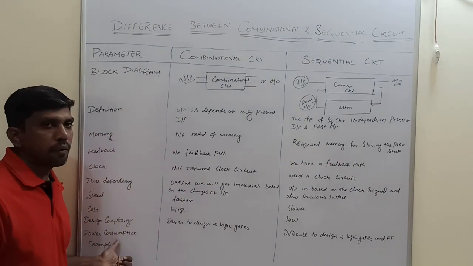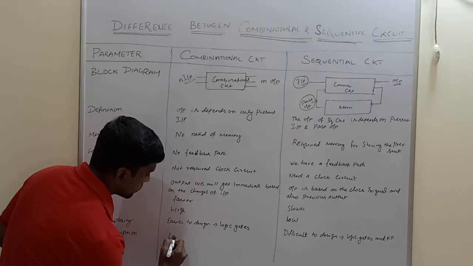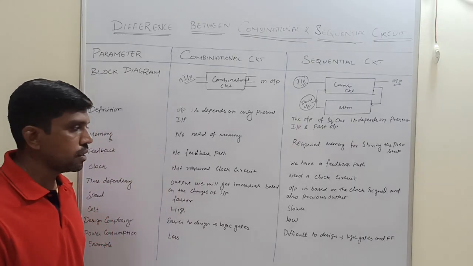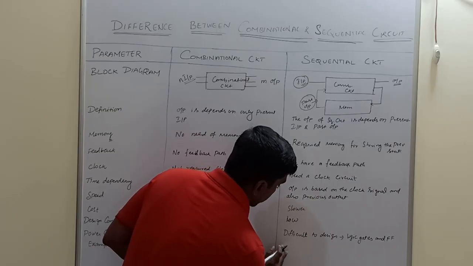The next parameter is power consumption. Power consumption in the combinational circuit is less, so it will consume less power. The sequential circuit will consume more power.